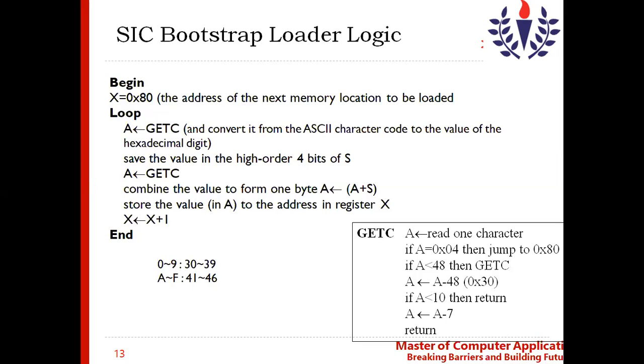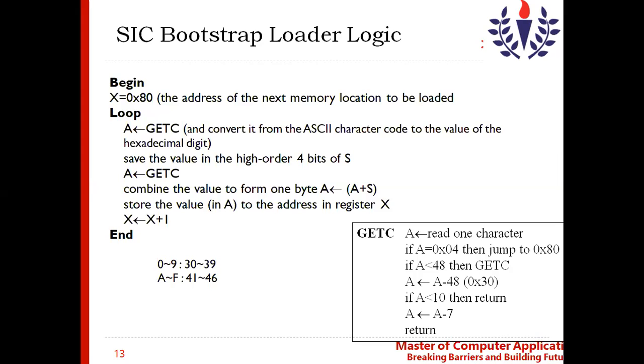If it is not the end of the file, then if the value of A is less than 48, go to getC again. Otherwise, if the value of A is greater than 48, then A is equal to A minus 48. You have to represent it in the hexadecimal format, that is why the 0x30 representation is given. And again, we check if A is less than 10, then you return the value. Otherwise, A is equal to A minus 7. So all this calculation we do for making the conversion.